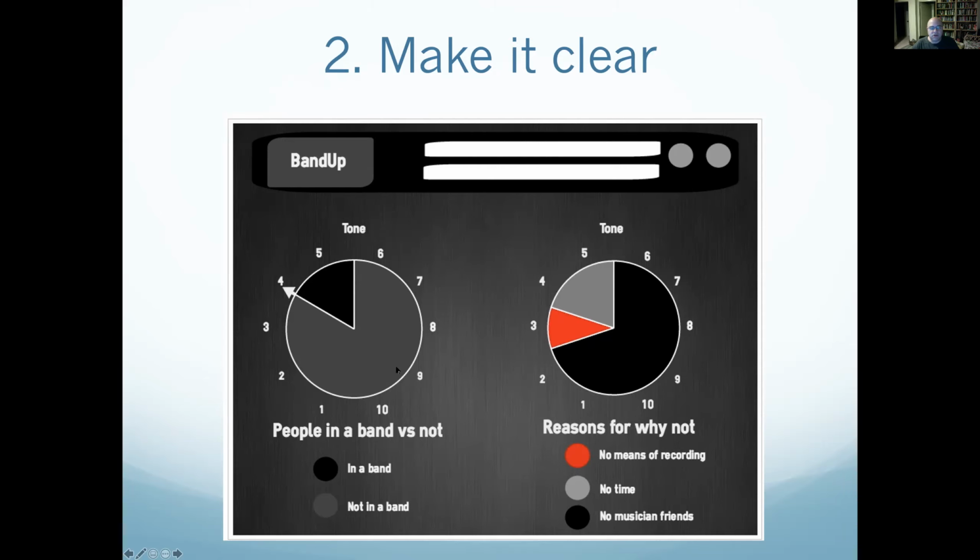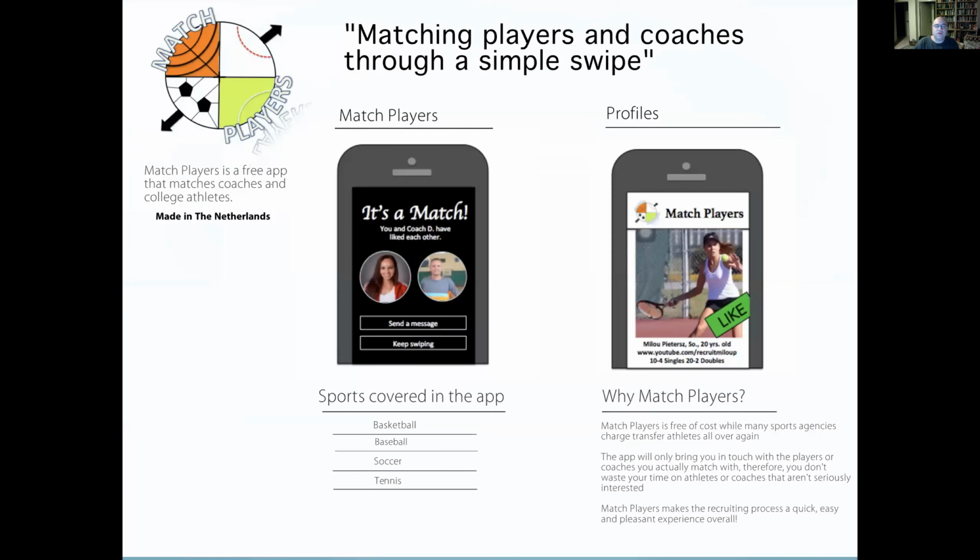I guess these 2 pie charts are related. This sort of shows who's in a band and who's not, and this shows their reasons for not being in a band, but it's not very clear, is it? And it takes a while to figure out, and it's not really clear why there are these 2 tone knobs here. This student, on the other hand, I thought had a concept that worked pretty well.